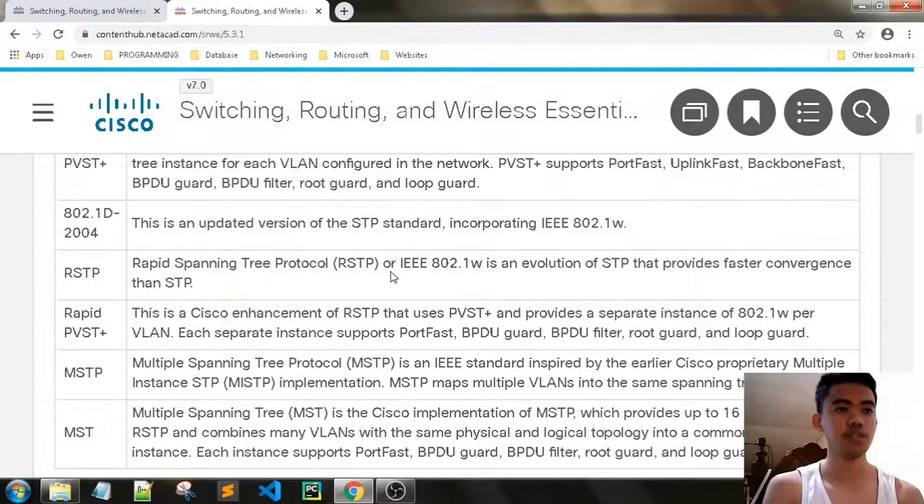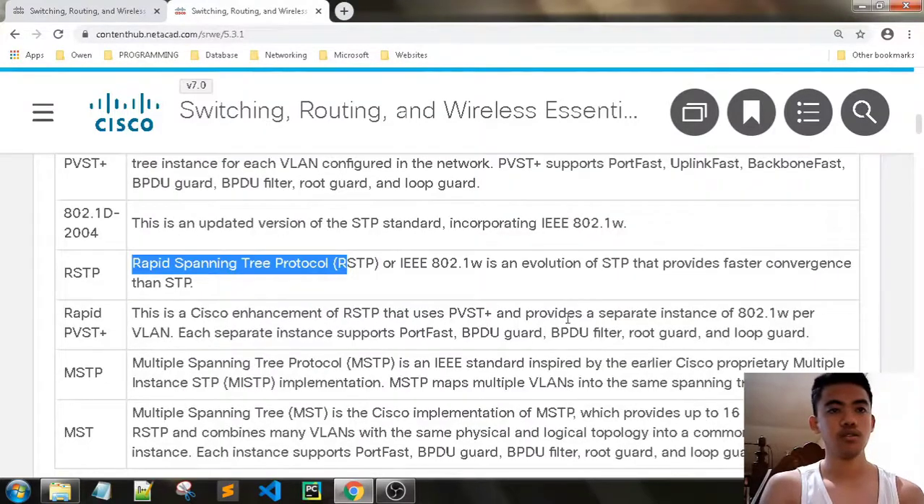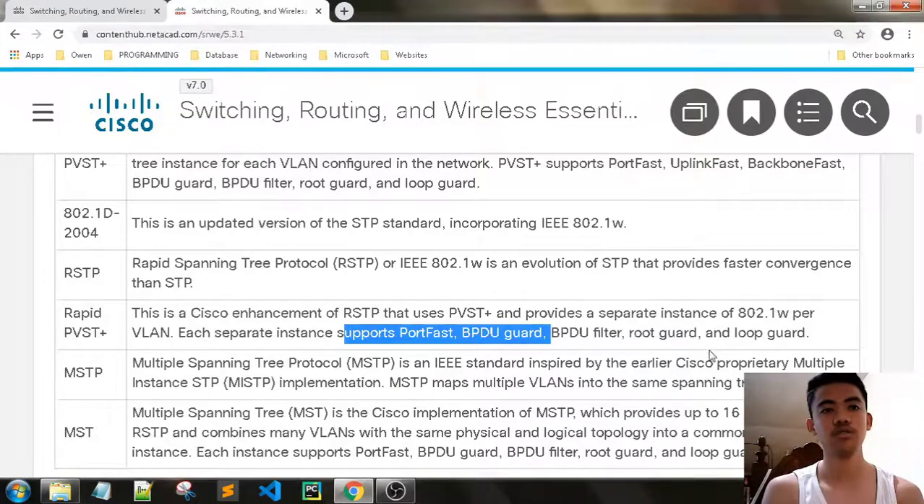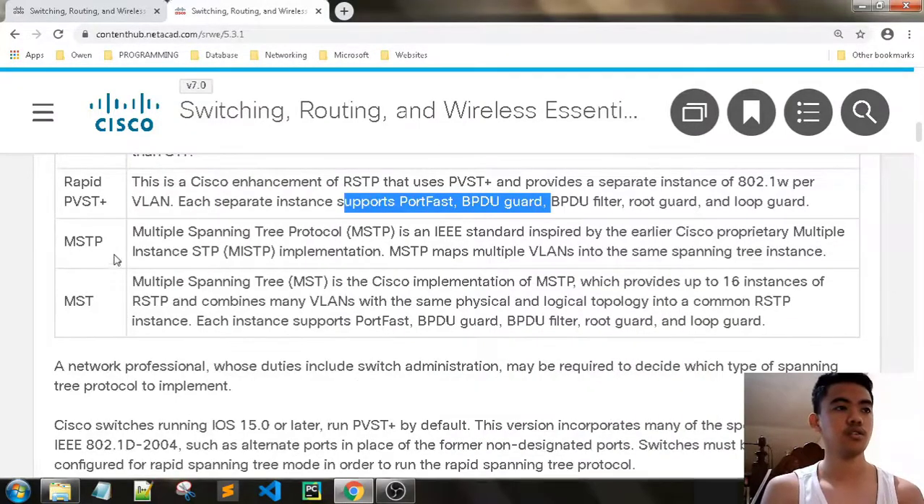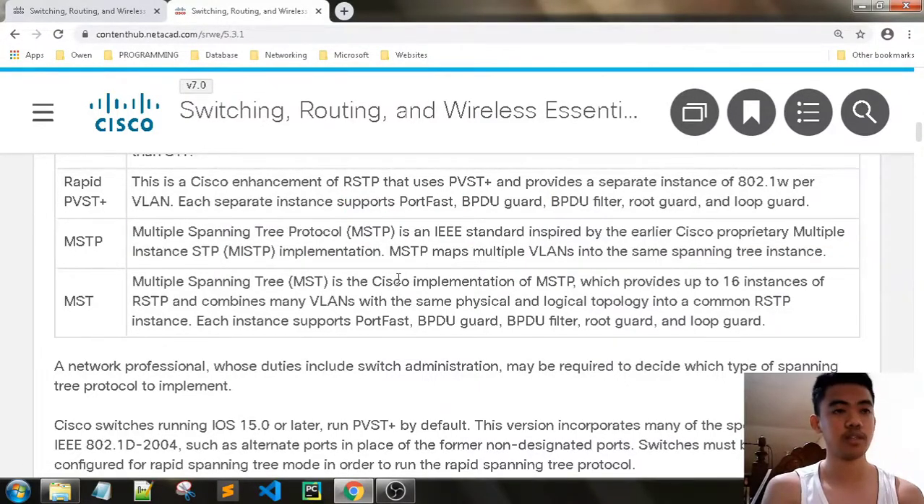Then the RSTP provides faster convergence than STP, hence it is called Rapid Spanning Tree Protocol. We also have Rapid PVST+, which is the same as RSTP but supports PortFast, BPDU guard, filter, root guard, and loop guard. Then we also have MSTP and MST, which are the Multiple Spanning Tree Protocol and Multiple Spanning Tree.